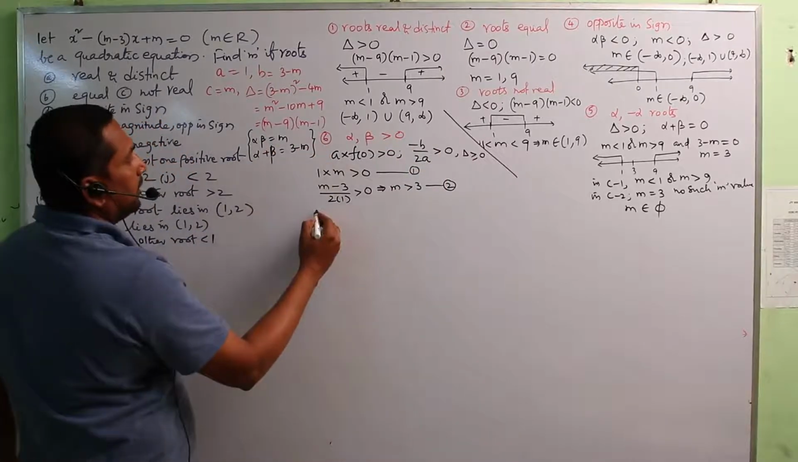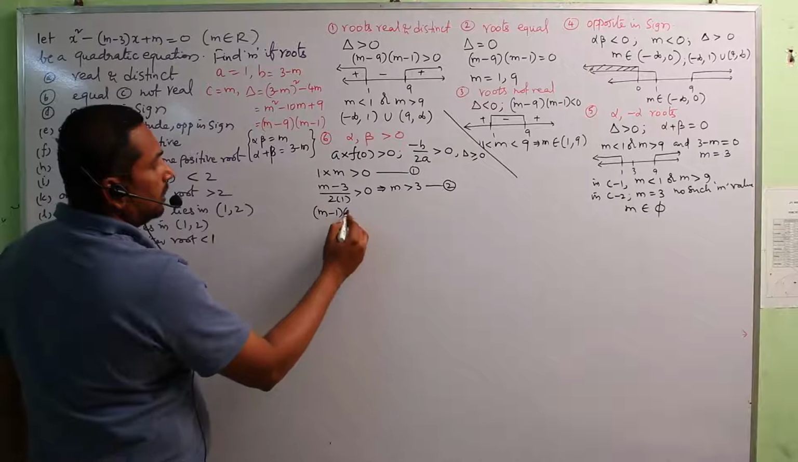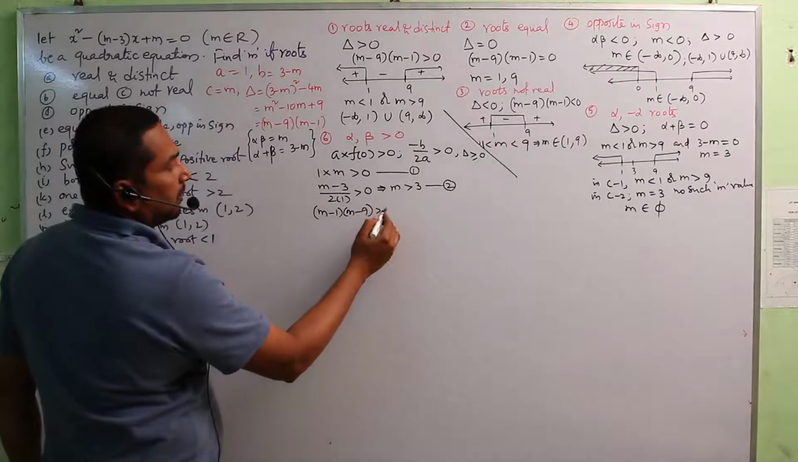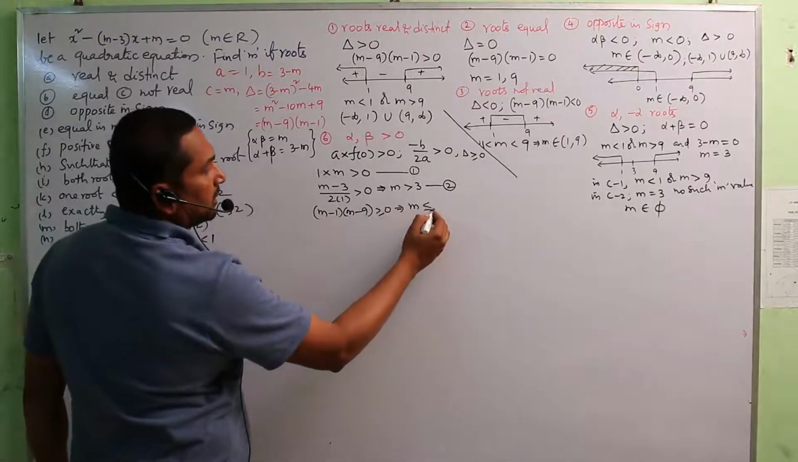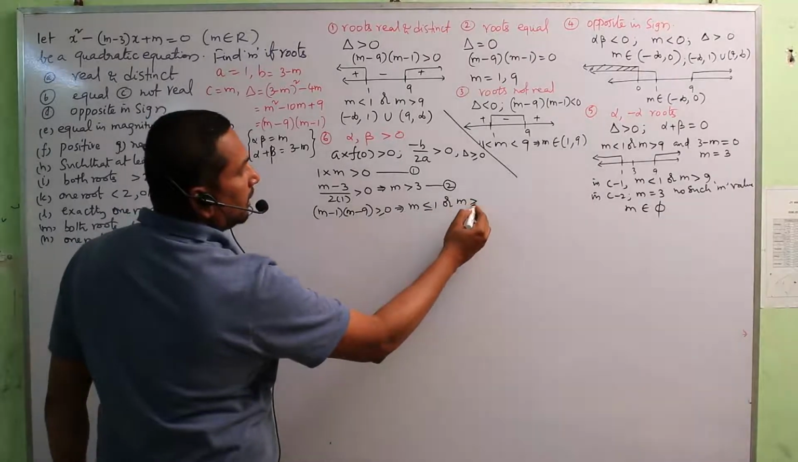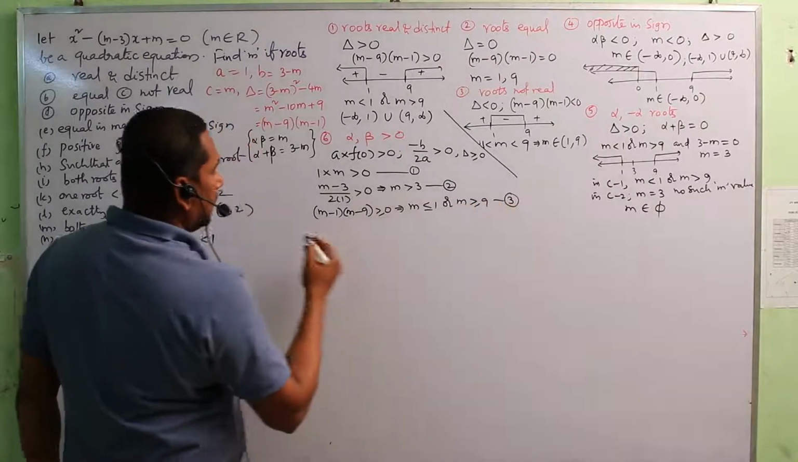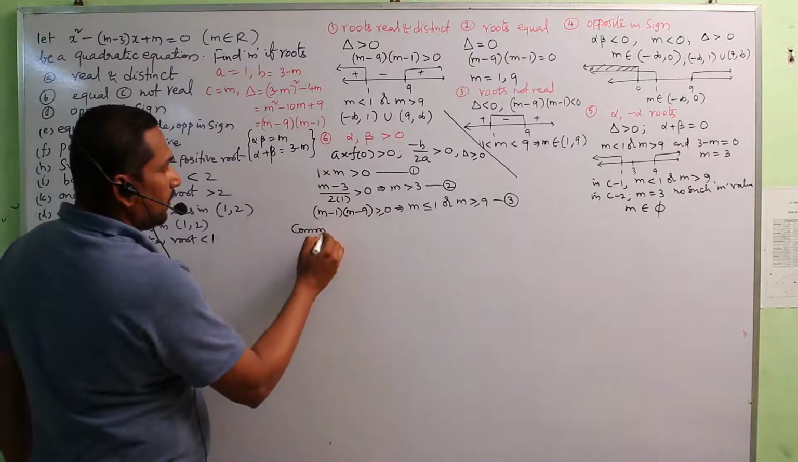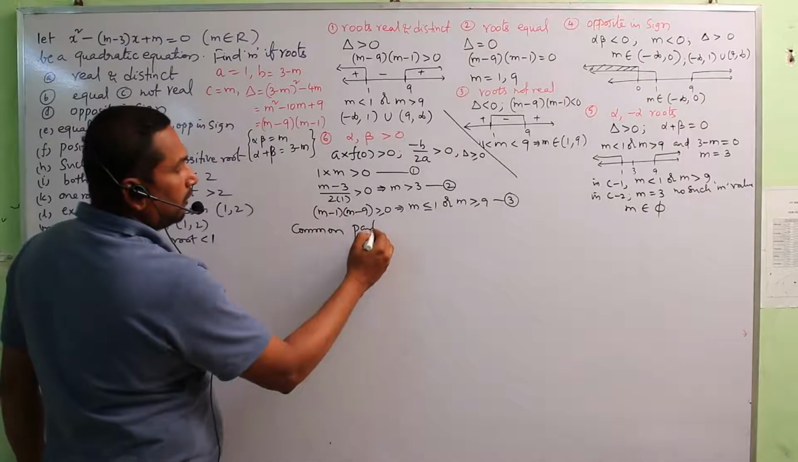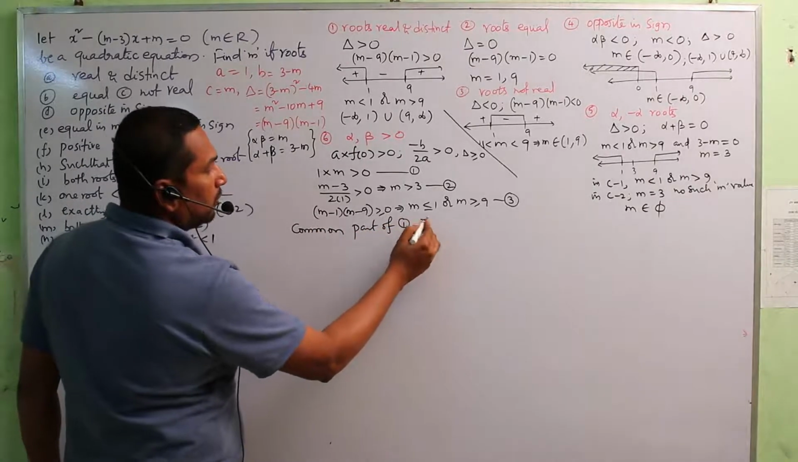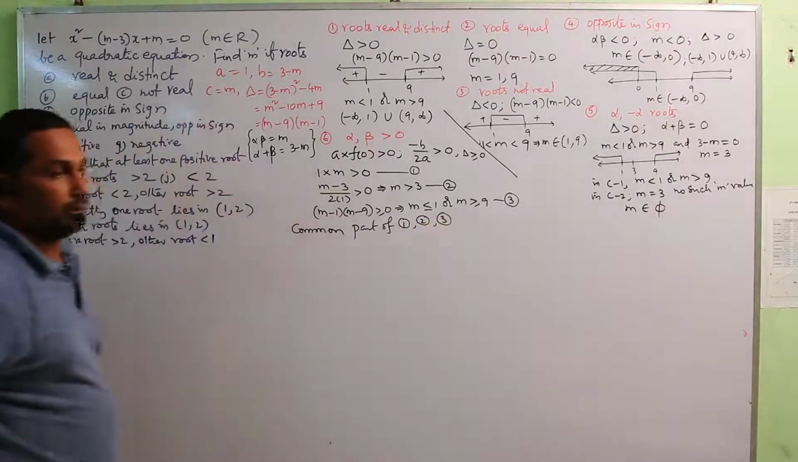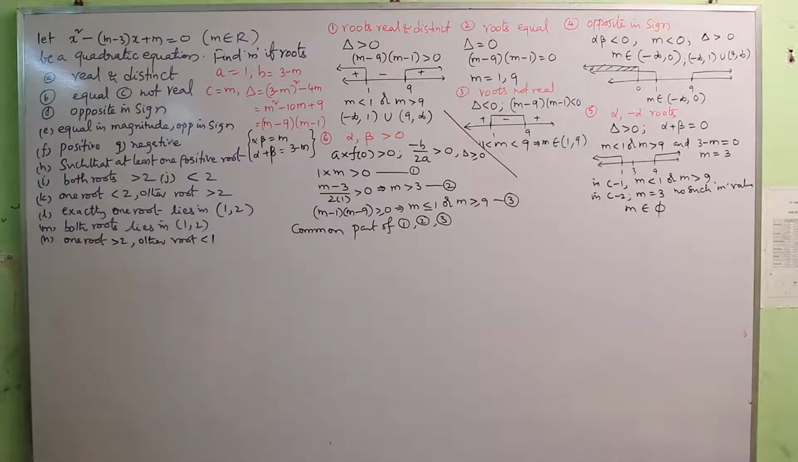Already delta is there. m minus 1 into m minus 9 greater than or equal to 0, which means m less than or equal to 1 or m greater than or equal to 9. That is the third one. Now, what is the common part of 1, 2, 3?